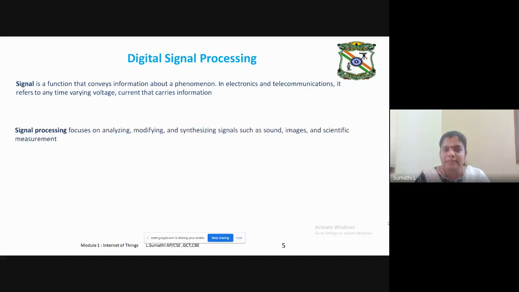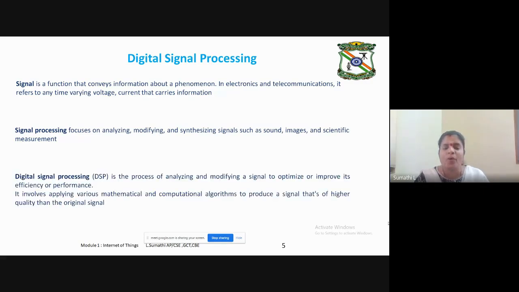Signal processing is nothing but your ability to modify the signal. The signal may be obtained from sound, image, or whatever thing. In digital signal processing, you try to optimize the signal by applying mathematical and computational algorithms. Why do I need digital signal processing? Can anyone give me an example where you have seen the application of digital signal processing in the real world?